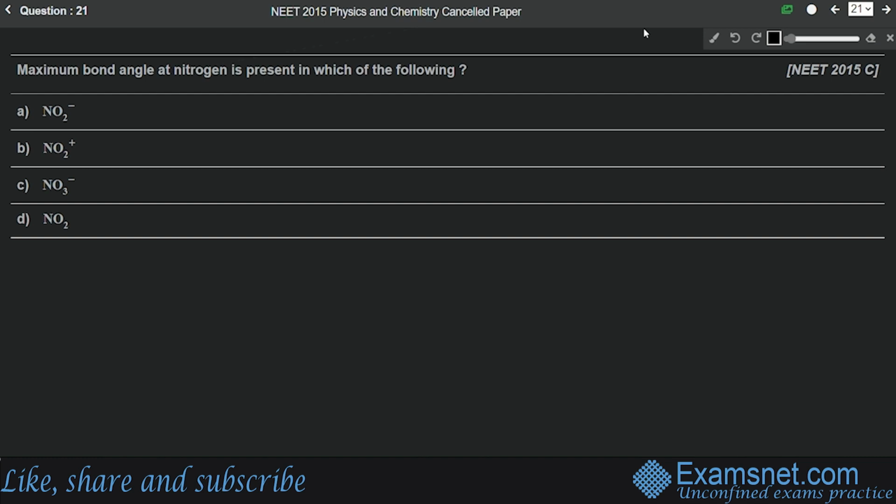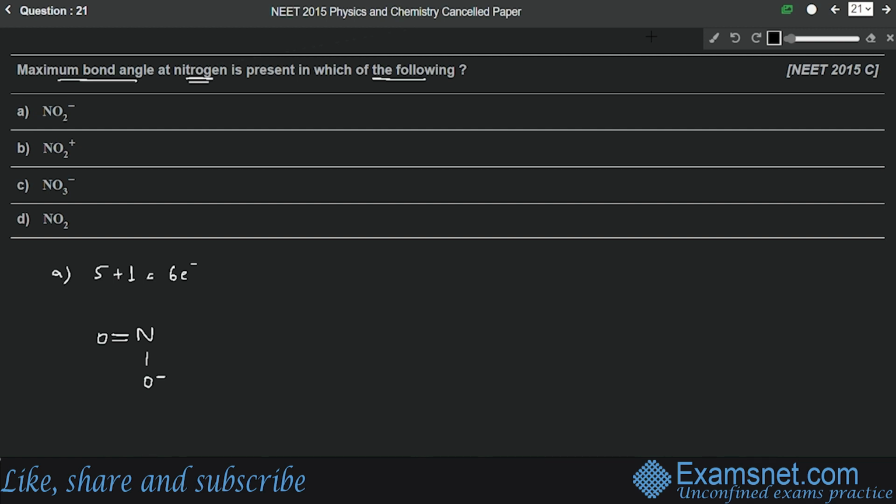Question number 21 is from the chapter Chemical Bonding and Molecular Structure, and the question is: maximum bond angle at nitrogen is present in which of the following? So let's see. First one is NO2 minus. Now we know that the number of valence electrons in nitrogen is 5 and one minus charge is there. That means one more electron has been added. So the total number of electrons will be 5 plus 1, that is 6. Now let's see how these 6 electrons are involved here. This is nitrogen. So double bond to oxygen, two electrons involved in this bond formation. Then one single bond to oxygen with negative charge, because one negative charge is there. So one oxygen will have negative charge.